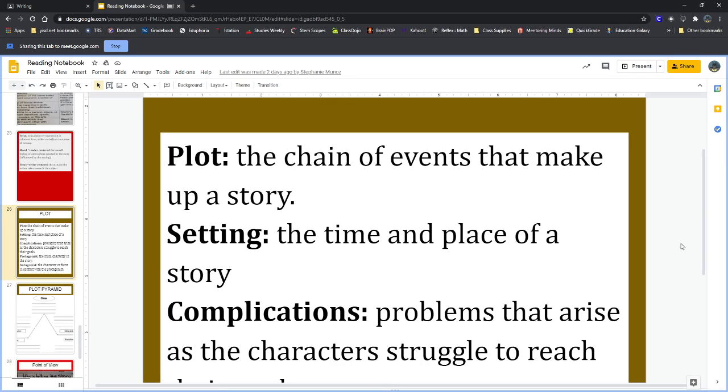The first word we're going to talk about is plot. When we say plot, what is it? Plot is the events that make up a story. So I'll give you an example. Let's use one of the read aloud books we've done. I know right now we're kind of in the middle of Coraline, but we finished The Watsons Go to Birmingham. Now, throughout the book, a lot of different things happen, right? Those different events are what make up the plot.